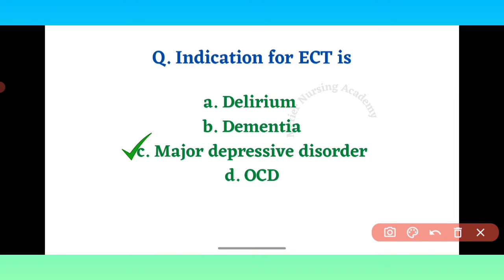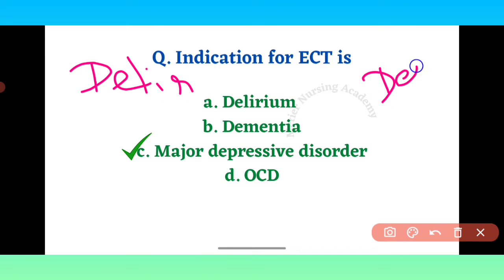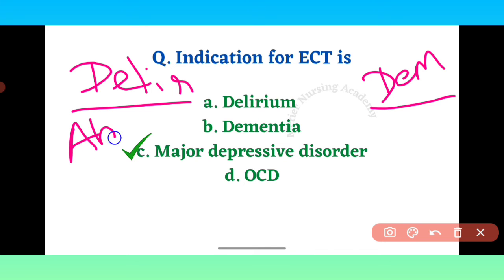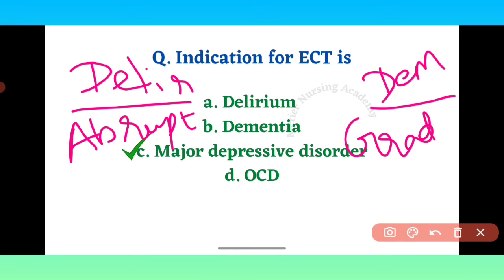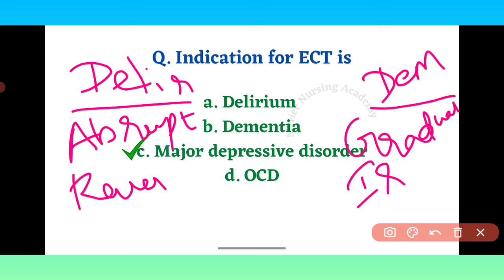Delirium and dementia. So what is delirium and what is dementia? Here you can see delirium, and here you can see dementia. The first important point is, delirium has an abrupt onset. Abrupt means sudden onset, whereas dementia has a gradual onset. Slowly it will develop. And next, delirium is reversible, whereas dementia is irreversible.